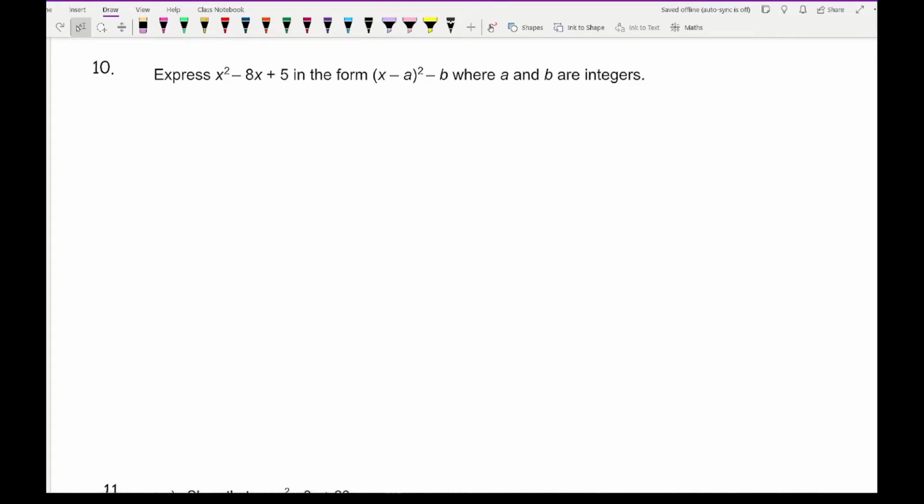Moving on to question 10. So here we've got to express this in completing the square. So here I've set up my bracket. So I've got x squared and then plus 5. So then all I need to do is divide the coefficient of x by 2. I don't know why I've written a plus there, so let's get rid of that. So here I've got minus 4, and then I always take away whatever digit is inside the bracket squared. So then simplifying this, I get x minus 4 squared plus 5 minus 16, giving me a final answer of x minus 4 squared minus 11.